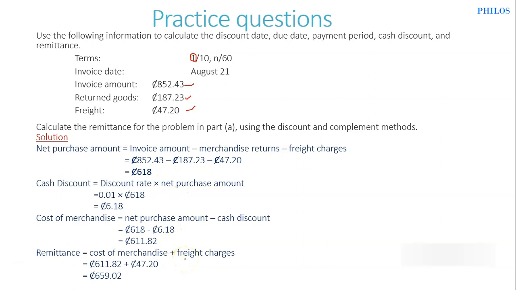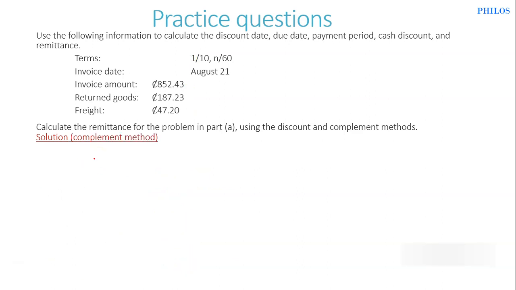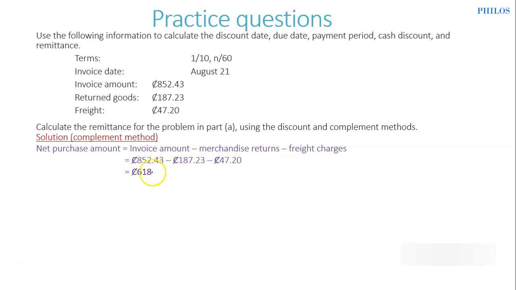We can also use the complement method. To use the complement method, first we need the net purchase amount also. The net purchase amount is invoice minus merchandise return minus freight. When we substitute, we get 618 cedis, isn't it? After getting that, we try to know the complement rate. The complement rate is equal to 100% minus the discount rate. Now what's the discount rate according to the question? It's 1%, isn't it? So we say 100% minus 1%, and that will be 99%, which is 0.99. So this is the complement rate.